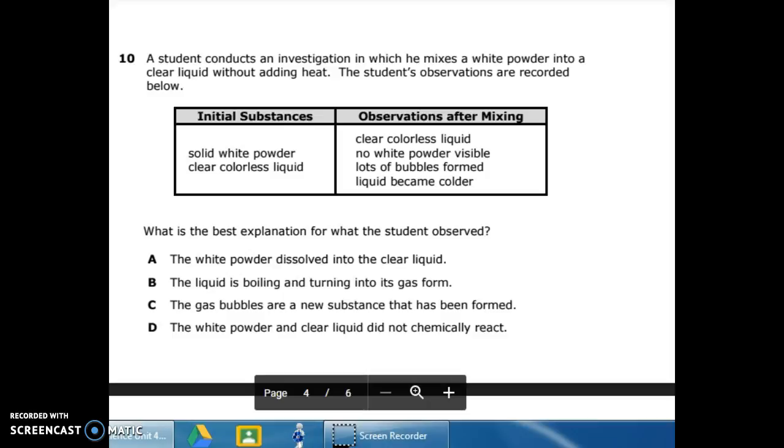What is the best explanation for what the student observed? A, the white powder dissolved into the clear liquid. B, the liquid is boiling and turned into its gas form. C, the gas bubbles are a new substance that have been formed. D, the white powder and clear liquid did not chemically react.